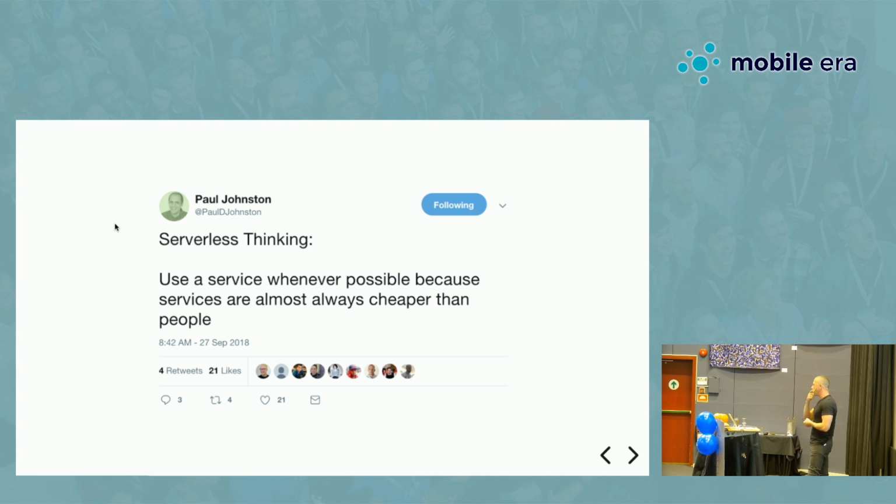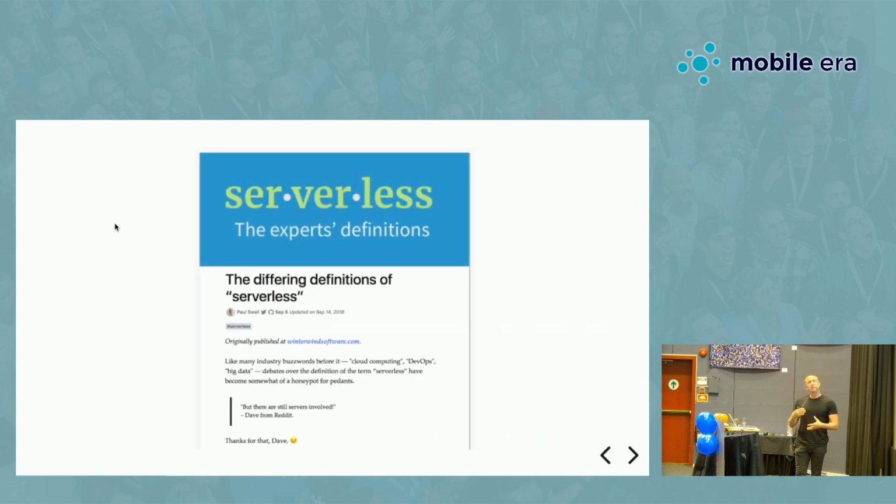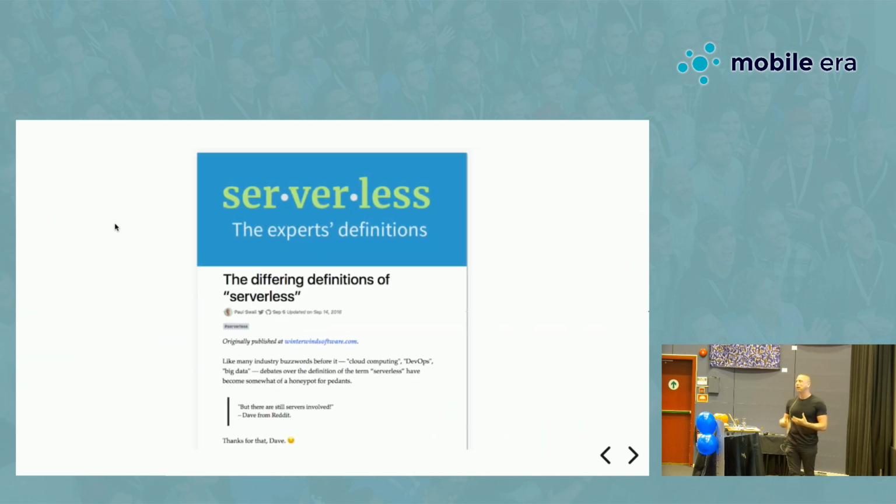This is a really interesting quote. Serverless thinking: use a service whenever possible, because services are almost always cheaper than people. And you could also say more efficient, faster than people if they're a decent service. And when you talk to different people about serverless, you start hearing different definitions of serverless. And then you'll have, of course, someone that says it's not serverless because there are servers. And you might want to just take that person to the side and not let them in the conversation anymore because you want to have a real productive conversation.